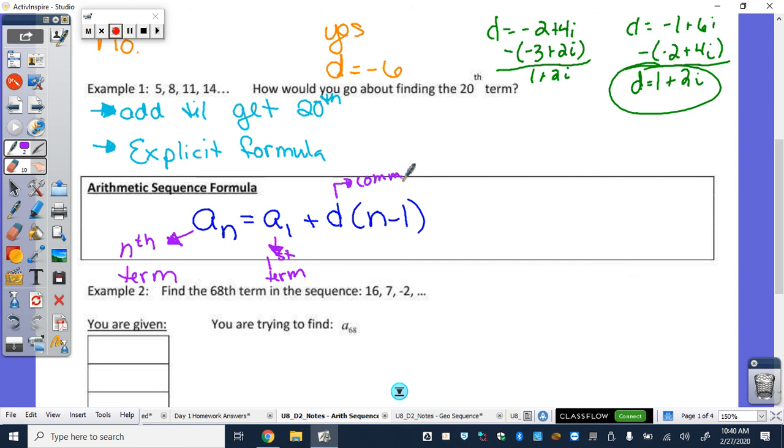It's our common difference. And then n, remember that was your position. Which term is it that you are looking for? No, not previous. If it was a sub n minus 1, that's previous, but just n minus 1, that's not previous. So n is our position. Why do you think we would subtract a 1 from it? Like, let's say I have my sequence here.